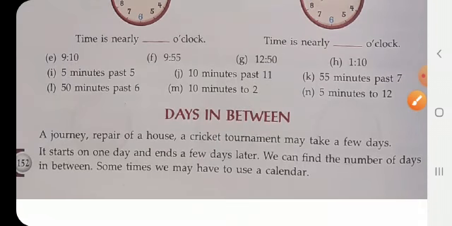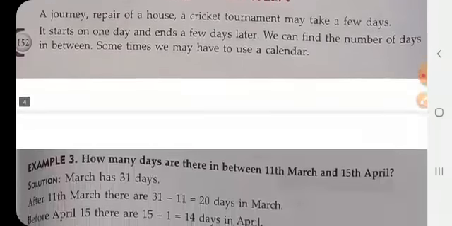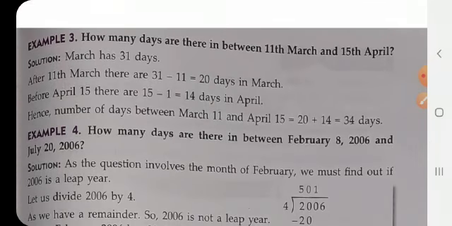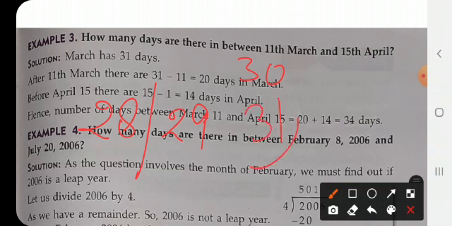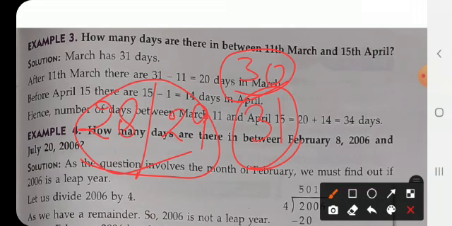Now days in between. After calculating the time, we come to days and how to see the days. As far as the days are concerned, we know that in a month there are approximately 30 days. But in February we have 28 days, and in a leap year in February we have the 29th day also. And some of the months have 31 days. So these are the three categories.